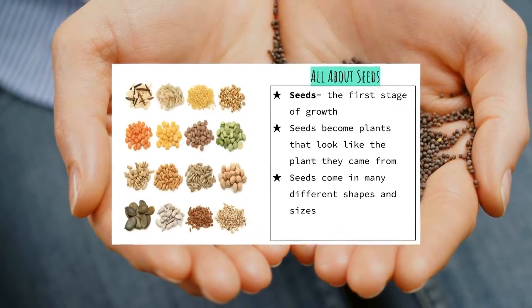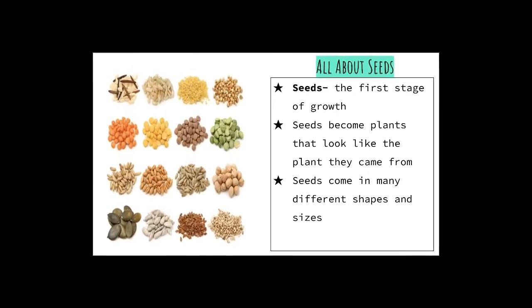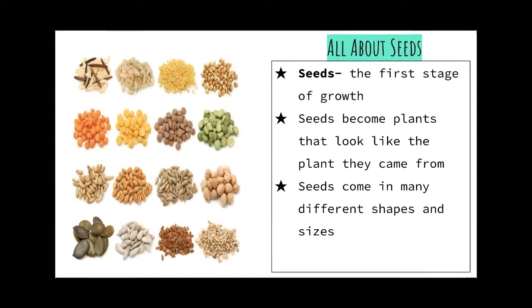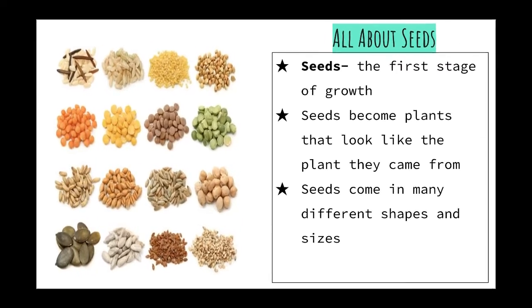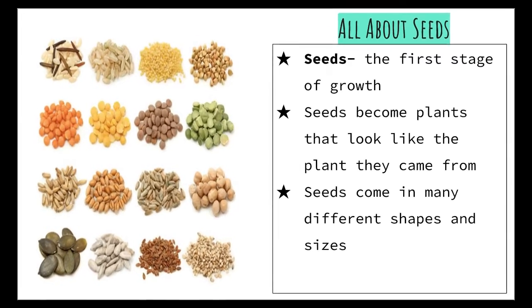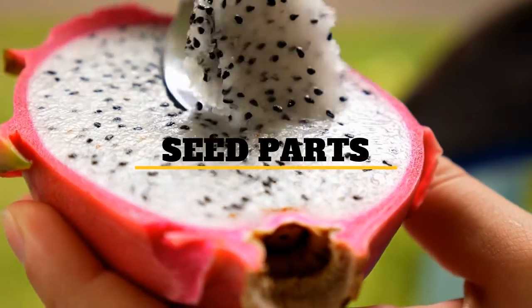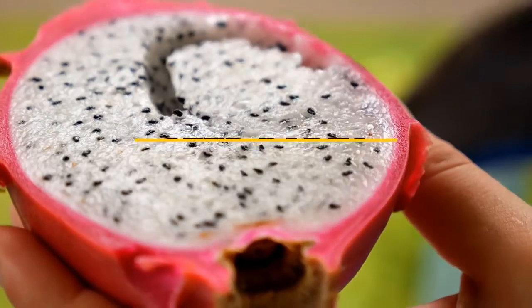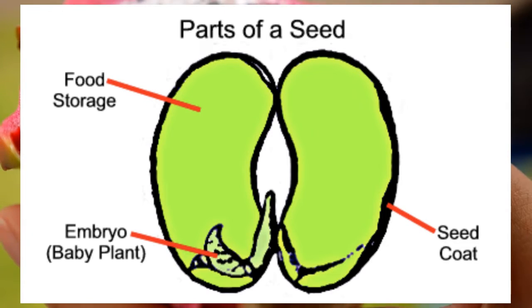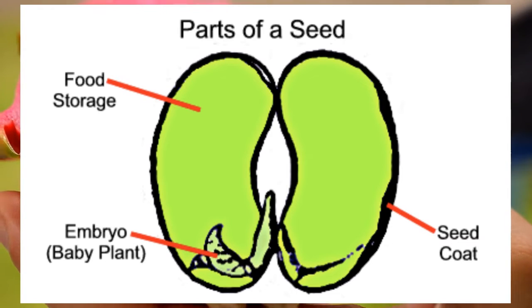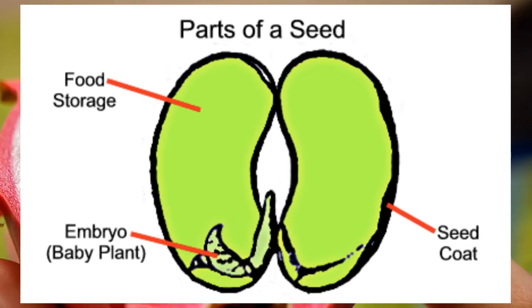Seeds are the first stage of growth. Seeds become plants that look like the plants that they come from, and they come in many different shapes, sizes, colors, and textures. Remember what I said, never judge a plant by its seed. Seeds have three parts: the seed coat, which protects it, the food storage that holds the food, and the baby plant, which is the embryo.